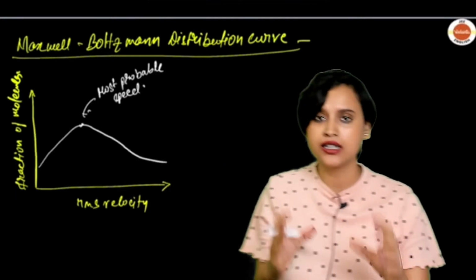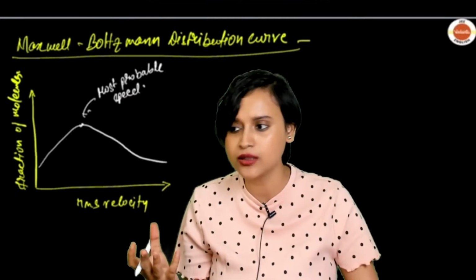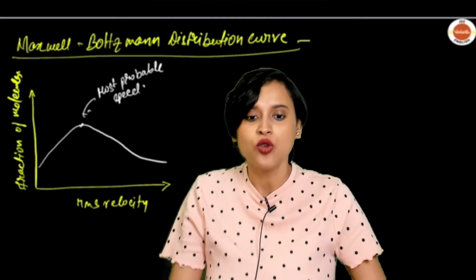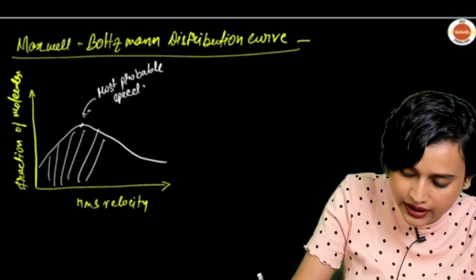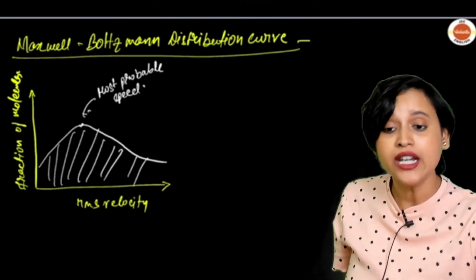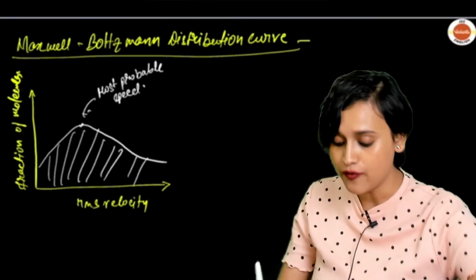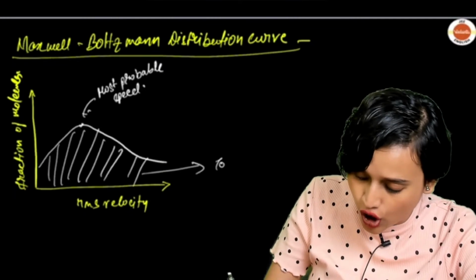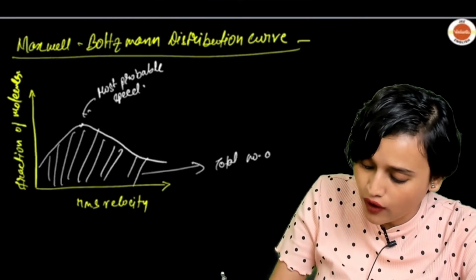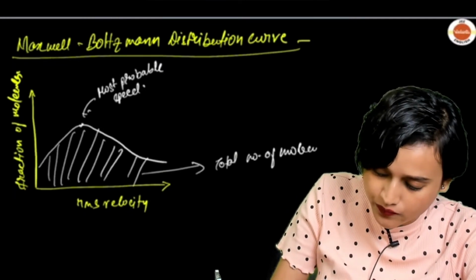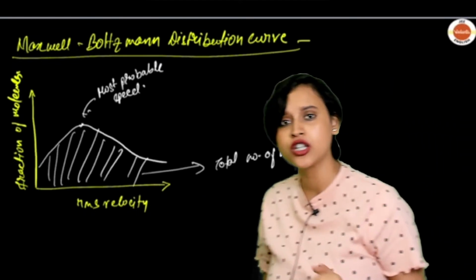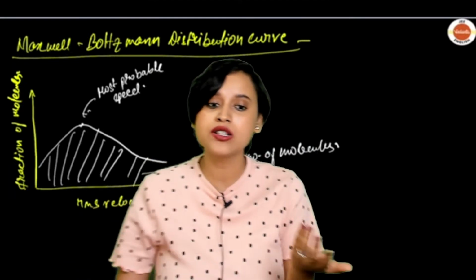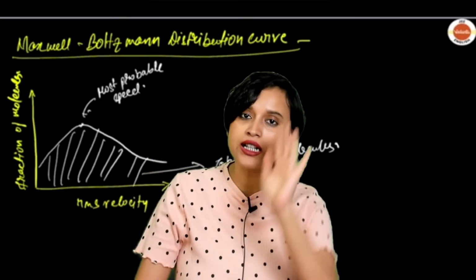Then what is the area under the graph? The area under the curve, you must have seen in your mathematics. This graph, if I shade it like this, what does it show? It shows the total number of molecules. Now you must be asking, ma'am, is the total number of molecules not changing? How is it going to change, everybody? You may increase the temperature.